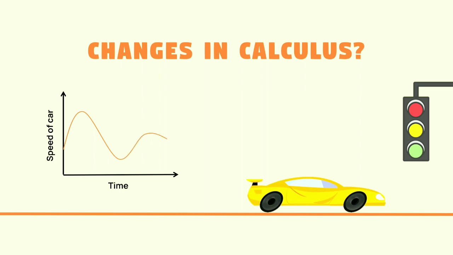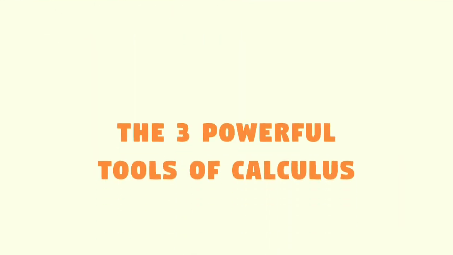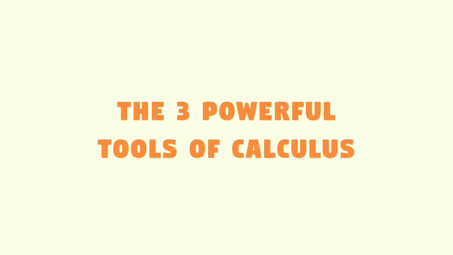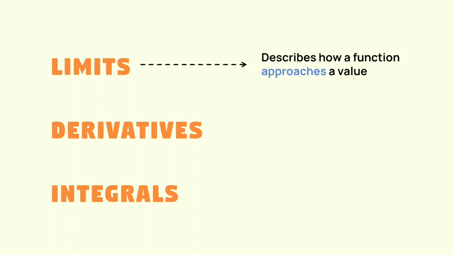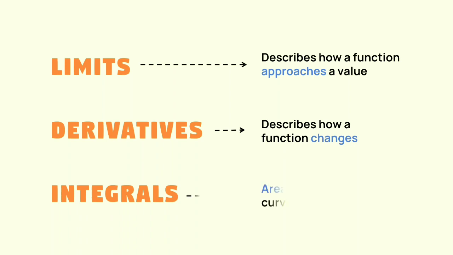But in order to tackle the problem of changing quantities, calculus picks up three powerful tools. These tools are limits, derivatives, and integrals. Now there are many other things you learn in calculus, but these three main things are the most essential. Because of this, you will want to spend as much time understanding them as possible. Firstly, limits are the tools we use for precisely describing how a function approaches a value, and derivatives are the tools we use for describing how a function changes. And lastly, integrals give us the area underneath the curve of a function.